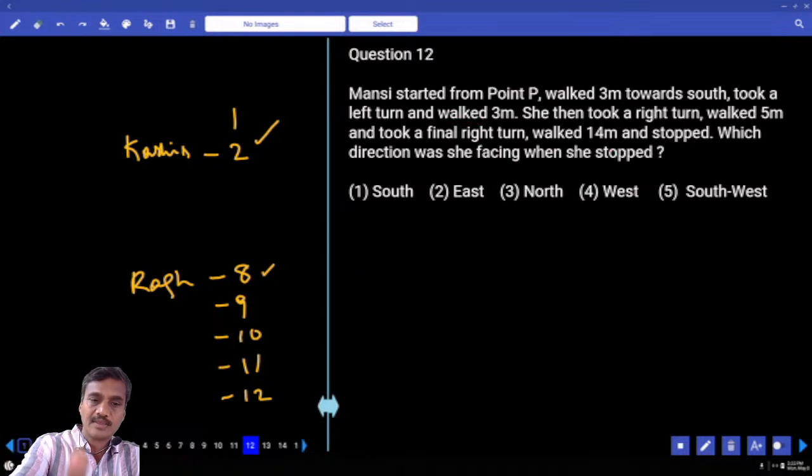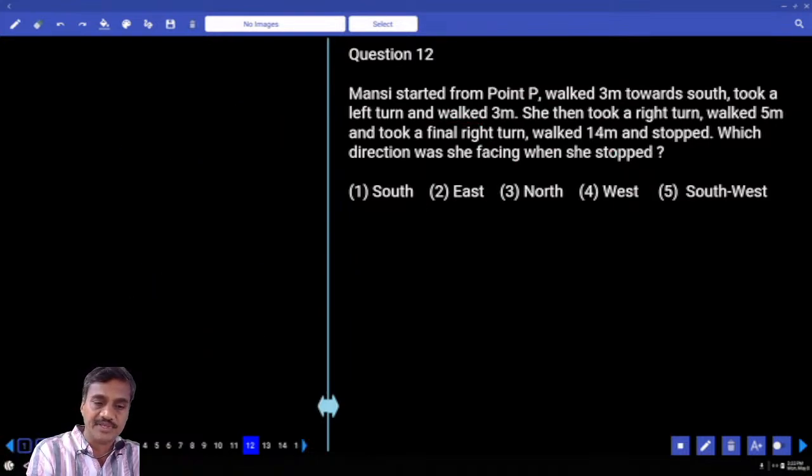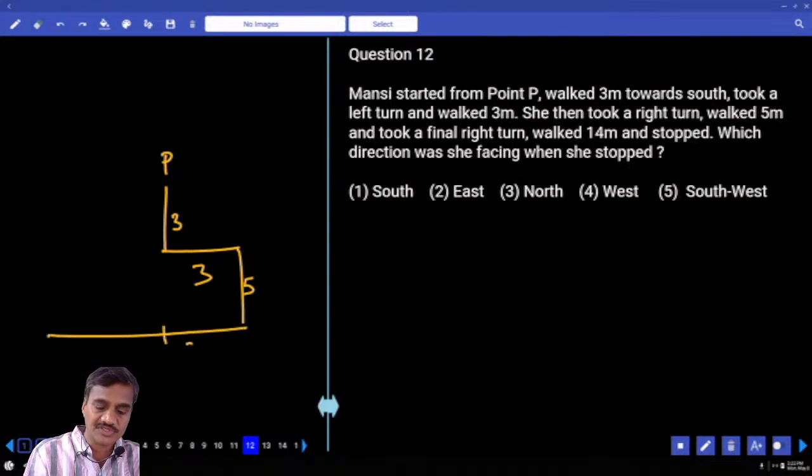Then the 12th one: Mansi started from point P and walked 3 kilometers towards south. Then she took a left turn and walked 3 meters. Then she took a right turn and walked 5 meters. Then she took a final right turn and walked 14 meters. 14, this is 3 and this is 11, 14 and stop.